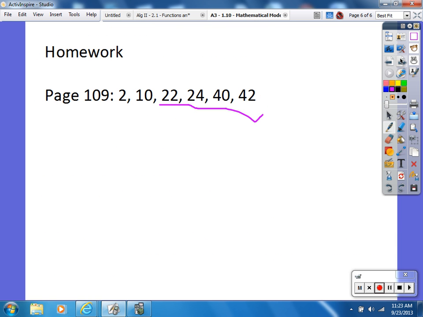So, homework. Notice I've underlined 4 problems, right? Those 4 you do not need a calculator for. How nice. The first 2 you do. So if you do not have a calculator at home, at the end of the day, you can come borrow one from me. Sound good?